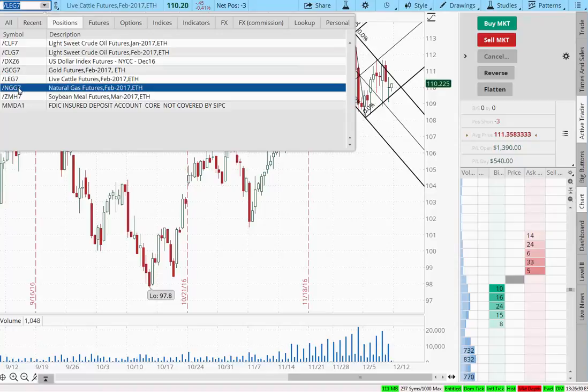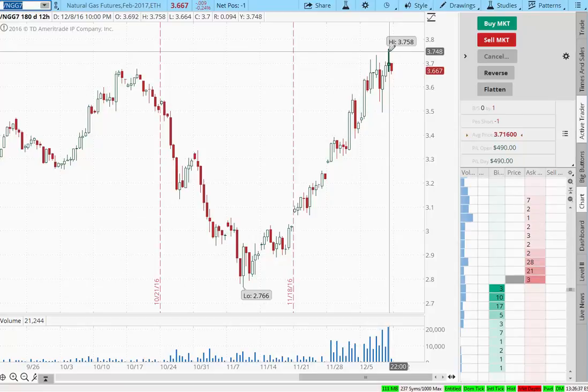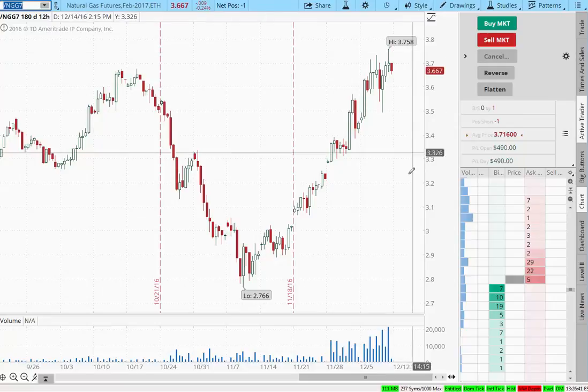Let's take a look at natural gas. We had a Babson action point reversal in this one today. That's significant because this leads me to believe that price will go down for a good amount of time at this point.